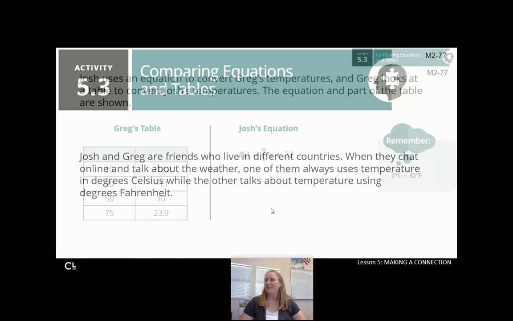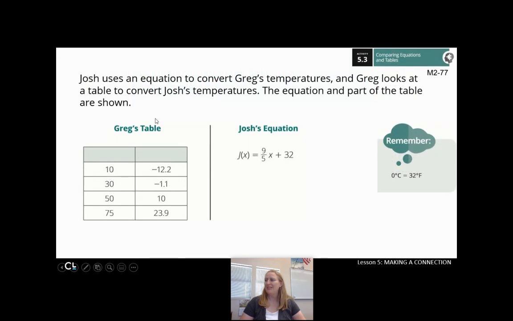So Josh and Greg have this lovely table here. Josh has this equation. So Josh uses the equation to convert Greg's temperatures. And Greg looks at a table to convert Josh's temperatures. The equation and part of the table we have shown down here.